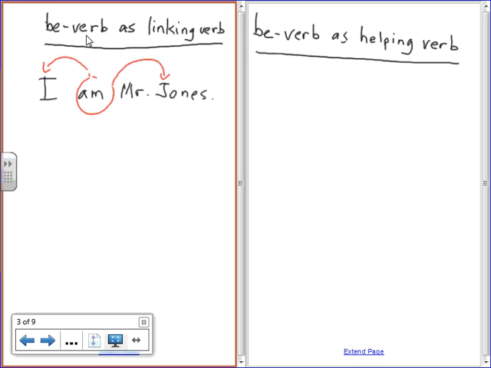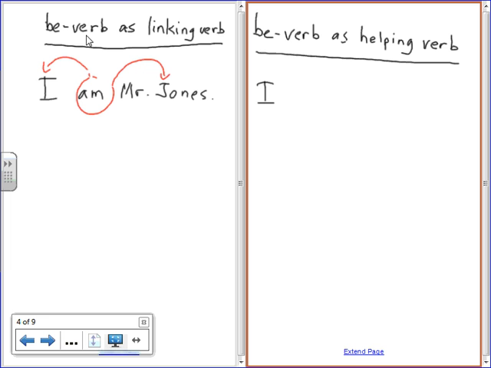Over here, we're going to do a helping verb sentence beginning with I am, and I will write, I am writing on my smartboard.